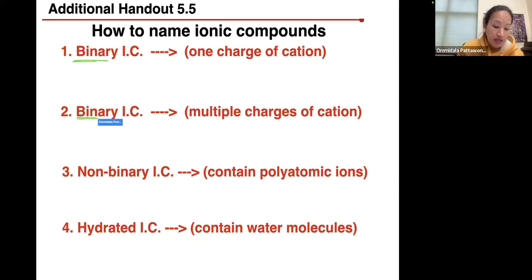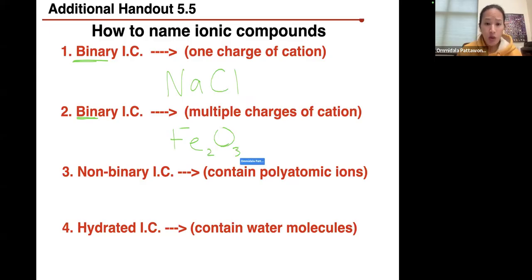An example of this would be sodium chloride, like I just gave you before. You'll see that there are two elements, so that's why we call it binary. Or, let's say, the one that you did in lab, iron oxide, for example. These are what we refer to as binary compounds.